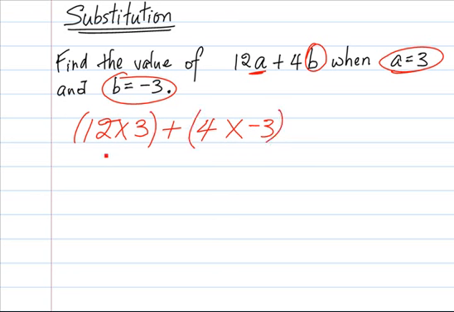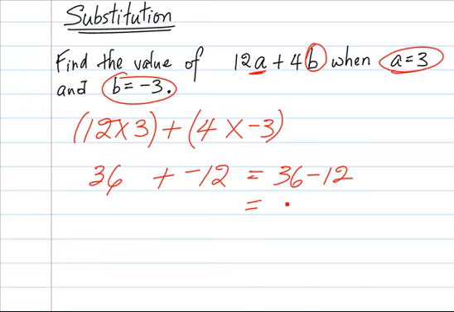It says 3 12s, and that would give you 36, and 4 3s is negative 12. Now you have a plus. It's 36 plus a negative 12. Now 36 plus negative 12 is really the same as subtracting 12 from 36, and that will give you 24. So your answer for this question is 24.